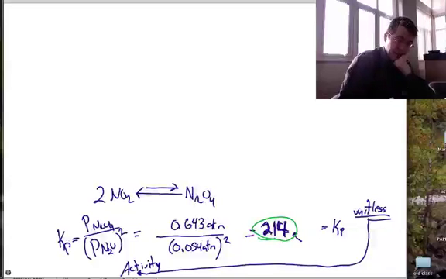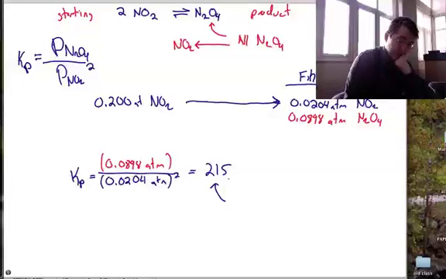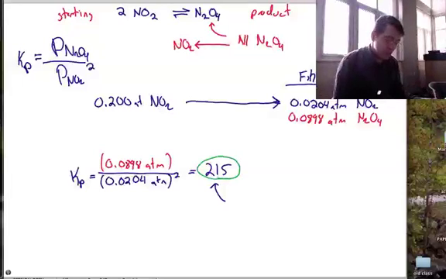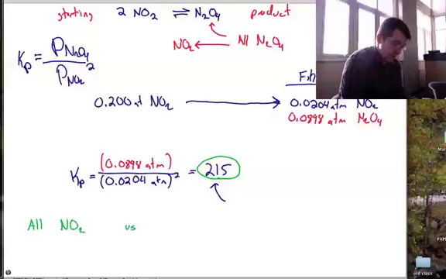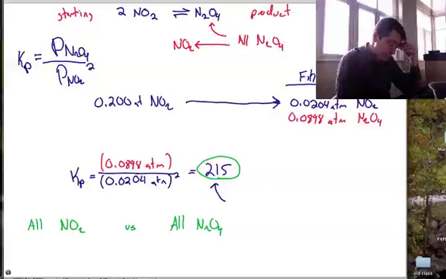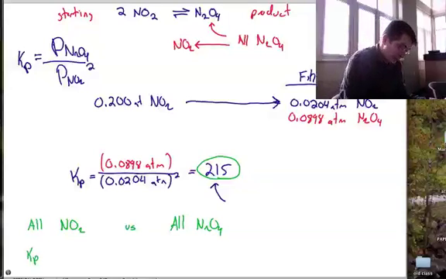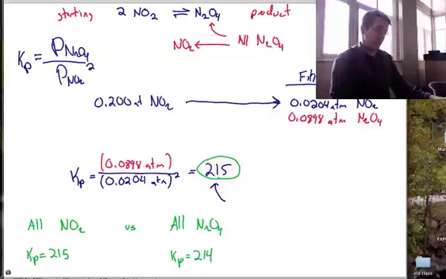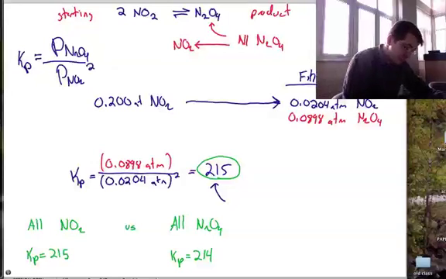And so even though we had two different starting conditions, all NO2 versus all N2O4, they both attained an equilibrium state that gives us exactly the same equilibrium constant. Kp is equal to 215 versus Kp is equal to 214, which are, in this case, within rounding errors. These are the same.